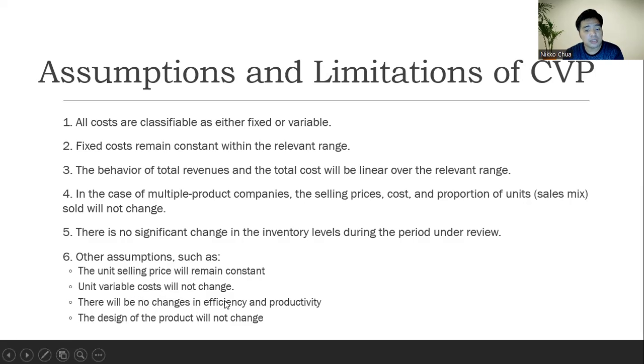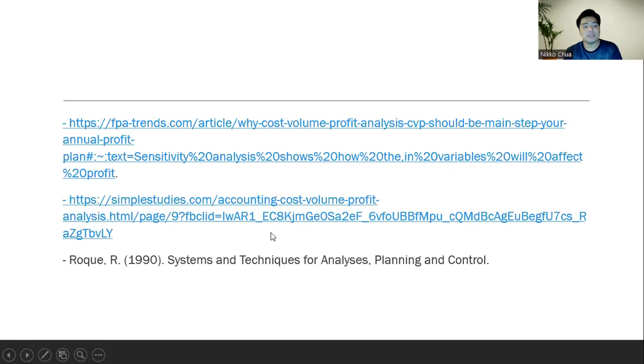So there will be no changes in efficiency and productivity. Depende po sa labor power natin. So the design of the product will not change. It depends on the time, it depends on the company. So yun po ang CVP, assumptions and limitations of CVP.